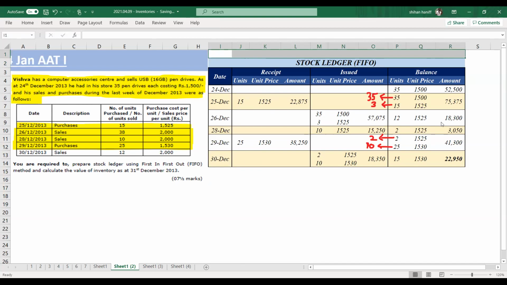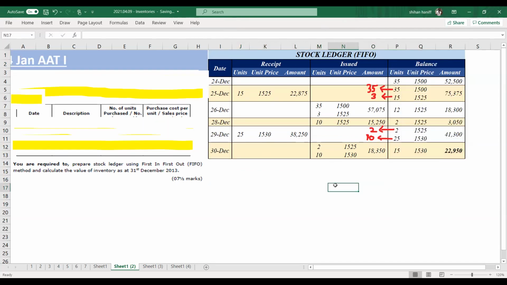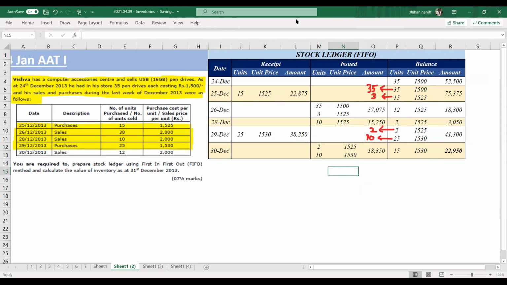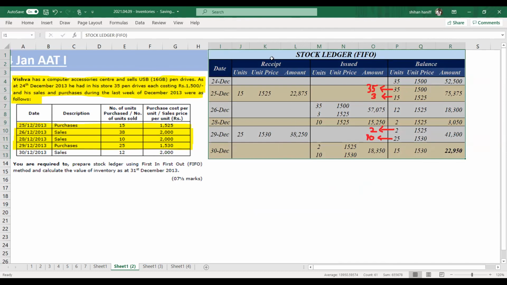So this is the stock ledger, first in first out. There is another method, right? So we need to know that as well. So that is the weighted average method. Okay, so let me explain that also from the same example.